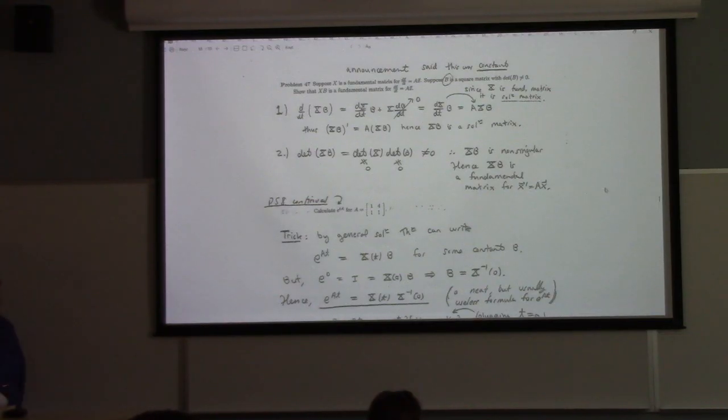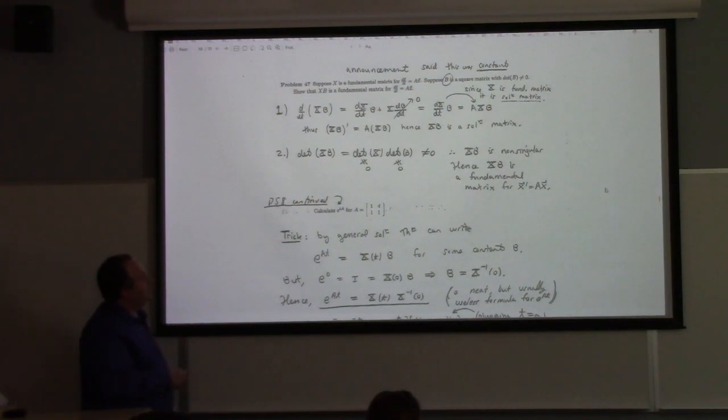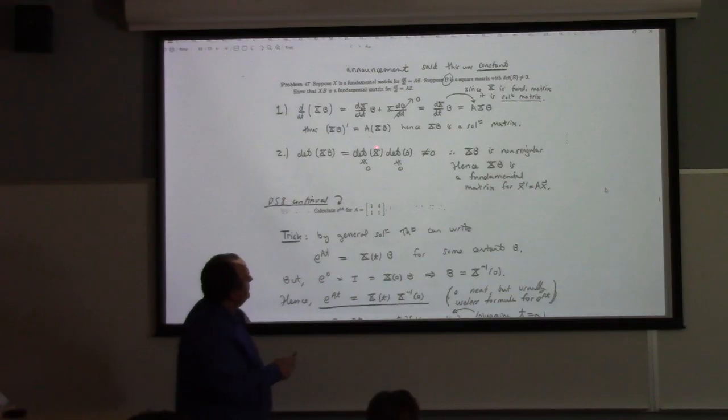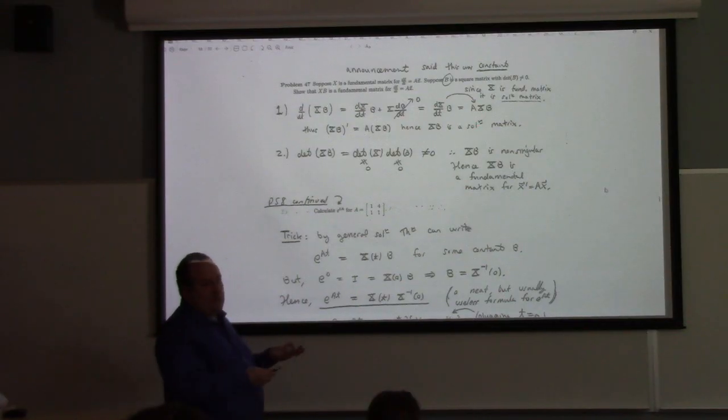Problem 47. Here we're talking about a fundamental matrix, and B is a square invertible matrix. I'm supposed to show that X times B is a fundamental matrix. So first of all, I differentiate it. Of course, B is a constant, so it differentiates to 0. And that gives me dX/dt times B, which of course is AX, since it's a fundamental solution matrix. And so lo and behold, I find that the derivative of XB is equal to A times XB, which is to say it's a solution matrix.